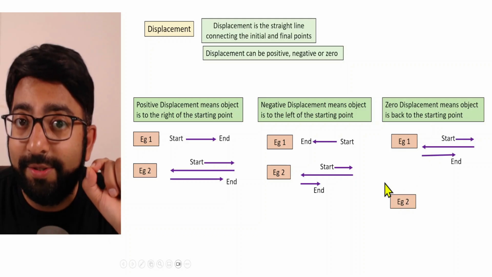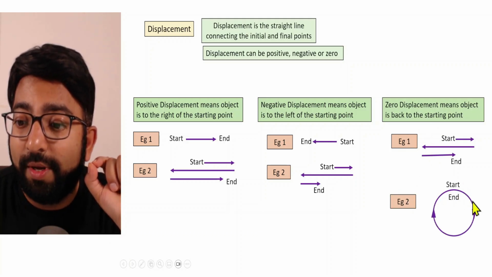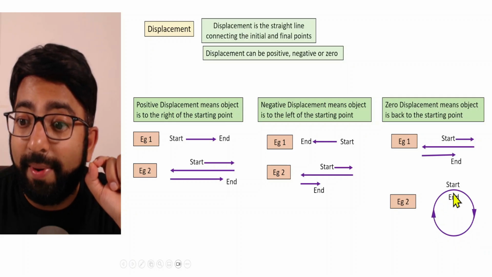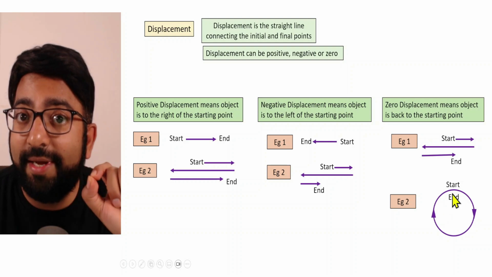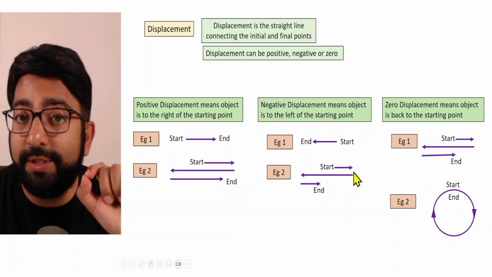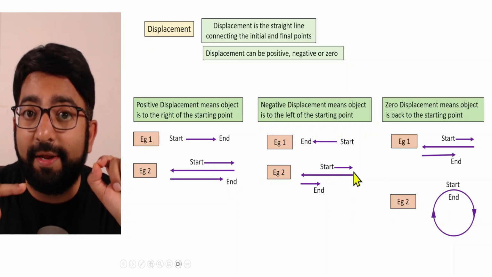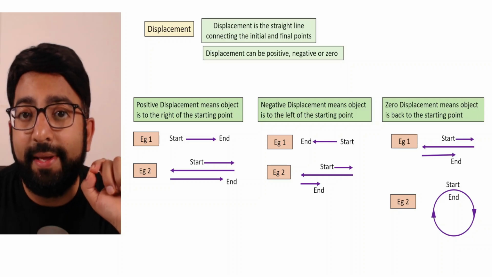Another example will be a circular motion. Imagine the particle starts from here, it goes around this circular path and ends up at the same point. Now, since the particle is back to the starting point, we say displacement is zero. And that is why in the exam questions, if they specify positive displacement, negative displacement, or zero displacement, we should understand the basic implication.